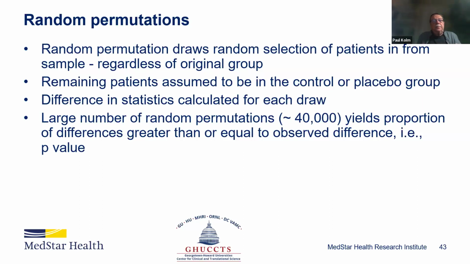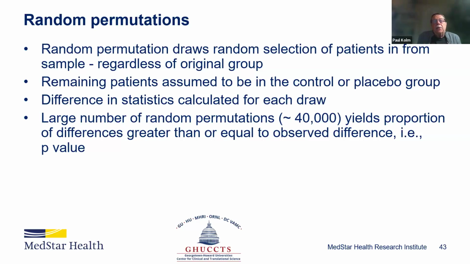And so the difference in statistics, so for example, if we're calculating a mean, we would do that for each random draw, and calculate, say, the difference in means or the difference in proportions, whatever we're doing. And we do this a large number of times, and it yields a proportion of differences that are greater than or equal to the observed difference, or if we want to just test whether one is greater than the other. In other words, what we're going to get out of this is the p-value.